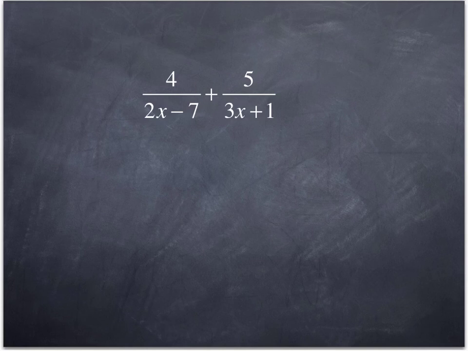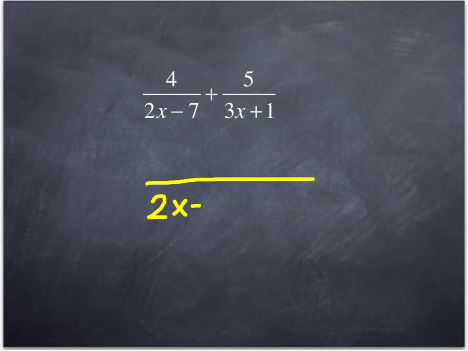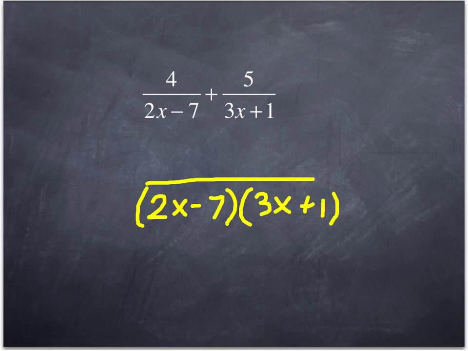Now this one looks like a bear, doesn't it? When we look at these two denominators, they don't look too much alike. There is an x in each case. Neither of them can be factored really, and so if that's the case, if neither of them can be factored, my whole denominator is just each of them multiplied by each other. So my common denominator will just be 2x minus 7 times 3x plus 1, like that.